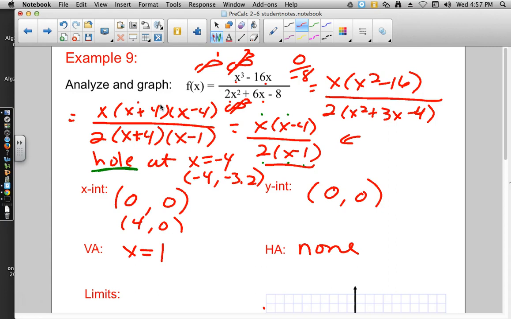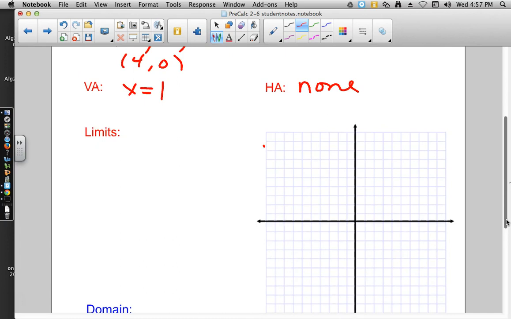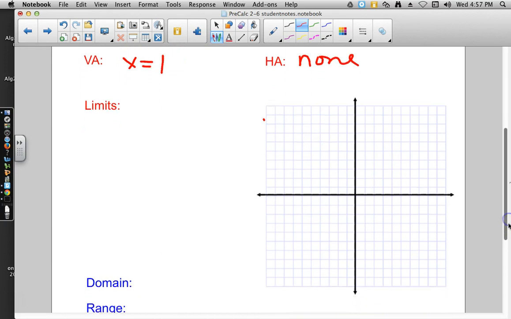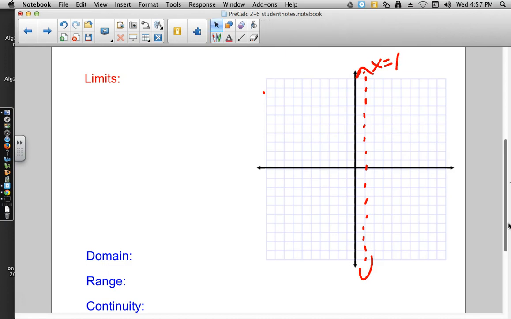So we have quite a bit of information at this point, but what we would want to do is think about how we could use those limits to kind of guide that. So let's go ahead and put any of the information that we have so far on here. We had a vertical asymptote at x equals 1. We did not get a horizontal asymptote. We do have (0, 0) and (4, 0) as points on this graph.